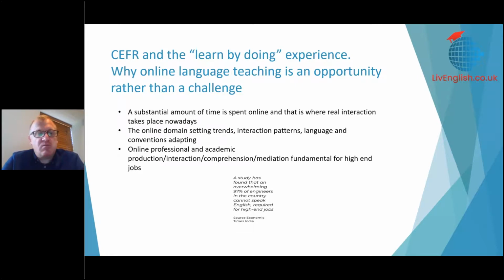We have communication online all the time. We're on WhatsApp all the time. We're writing emails left and right. That's where the CEFR comes in and creates all these new band descriptors for online communication. And that's where we can still 100% exploit task-based learning and communicative approaches to teaching in the online domain. We just need to adapt some of our technologies and activities, but we can still definitely focus on production, interaction, comprehension, and mediation.